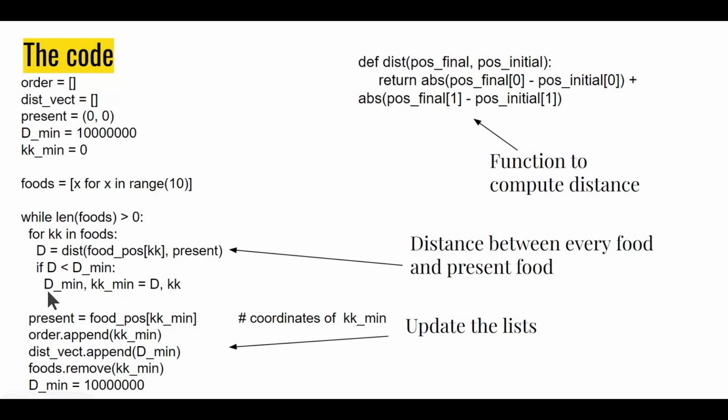Now, having found this minimum distance, I will find out where the minimum is, which is my kk min, because every time I update kk min, I keep going to the lowest distance. I will say, okay, that's my new present food. I will append that to my order. I will append the distance, the dmin, to my distance vector, like we discussed. I will, very importantly, remove this from the foods because I don't want to retain this anymore, and I'll again reset my dmin because for the next food, when I start looking at the other foods from the present food, the same thing should happen.